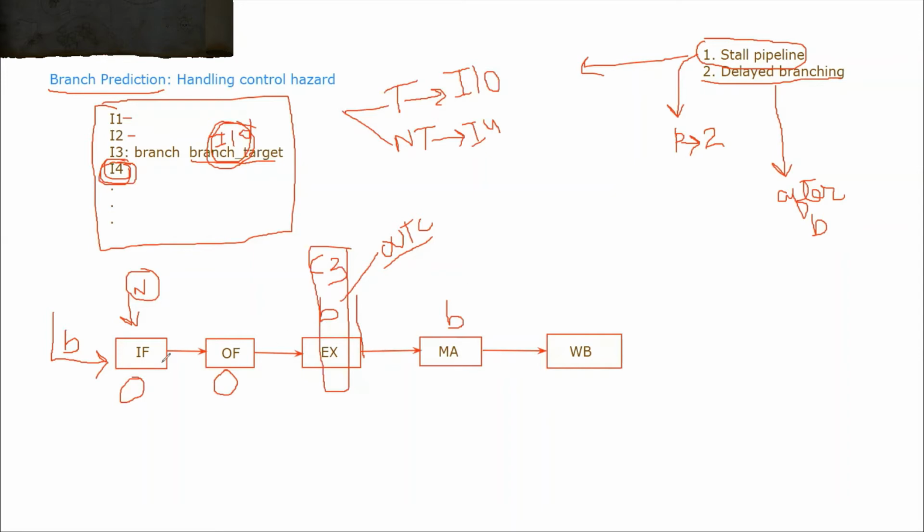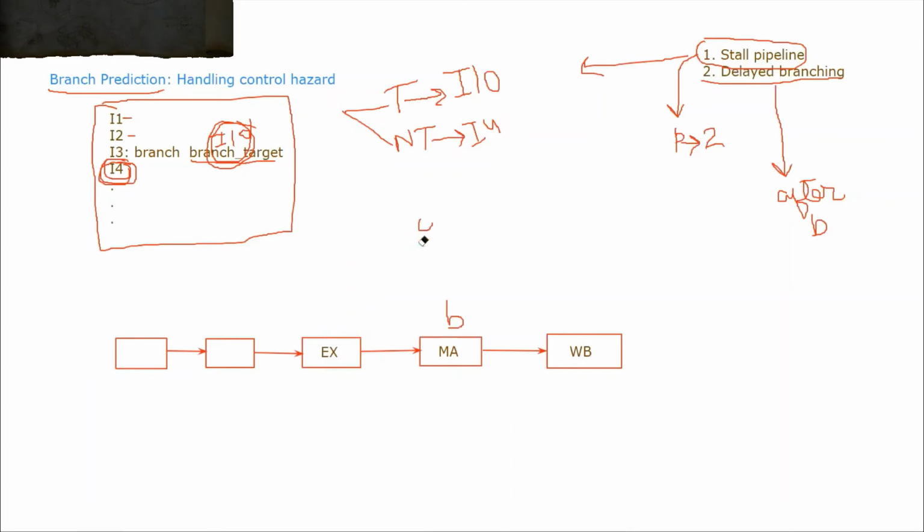So what is the issue with a branch instruction? The issue is that when the branch instruction is in the fetch stage, we don't know what the next instruction should be.